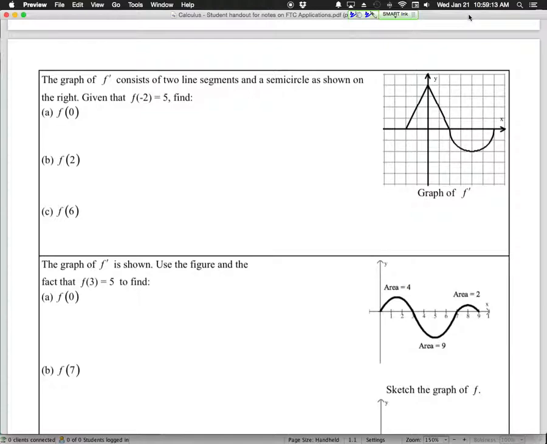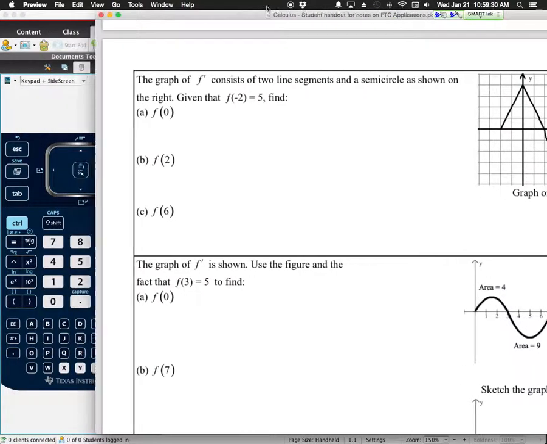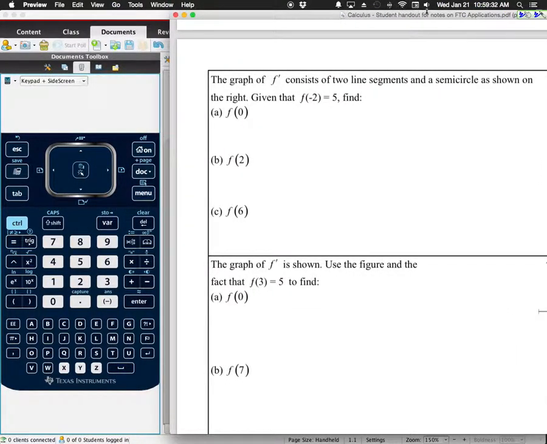All right, now we're going to do the same thing, except this time we're going to have a graph to help us. Whenever you're doing these types of problems, I want you to ignore the graph to begin with. The graph confuses people for some reason. So get the problem set up before you look at the graph. So right now, I'm ignoring that graph over there. It says the graph of f prime consists of two line segments and so on. It says given the fact that f of -2 equals 5, find f of 0.